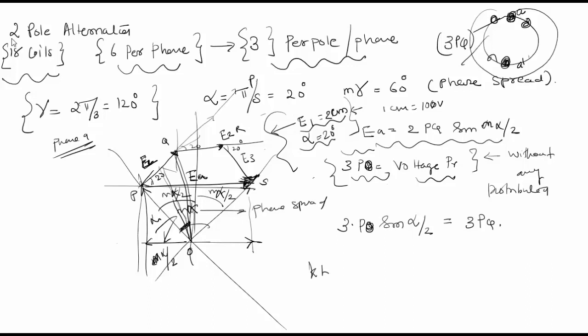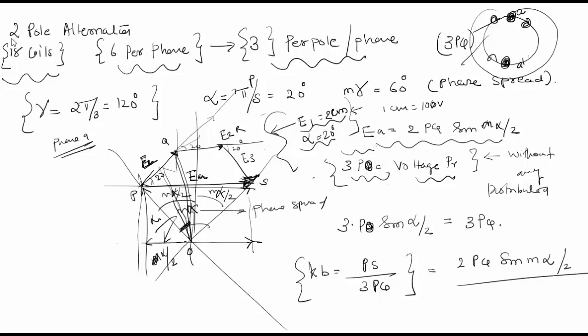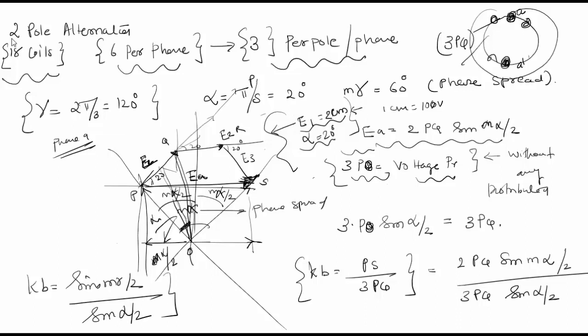So my KB is equal to PS from the graph divided by 3 times PQ, and if you substitute it, it will be equal to 2 times PQ of sine of m alpha by 2 divided by 3 times PQ of sine alpha by 2, and this gives my KB as equal to sine m alpha by 2 divided by sine alpha by 2, which is what is known as my distribution factor or breadth factor.